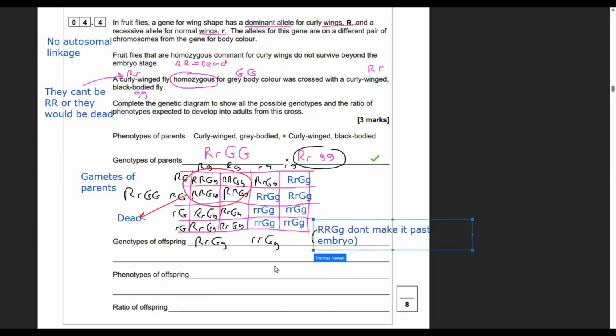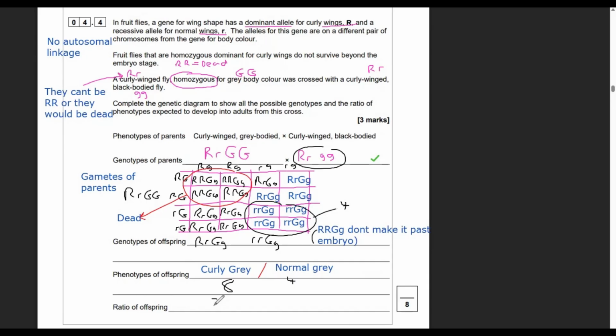Right, let's check out the phenotypes. So the phenotypes, well, we've only got two really, because the big R, big R, they don't make it. So curly grey, which are homozygous for the curly, don't make it. So we've got curly grey, big R, little r, big G, little g, and we've got normal grey, which is little r, little r, big G, little g. So they're all grey, but we've got some curly and normal. Now we can count these up, and it's going to be 8 of those, and there are 4. I've circled them here.